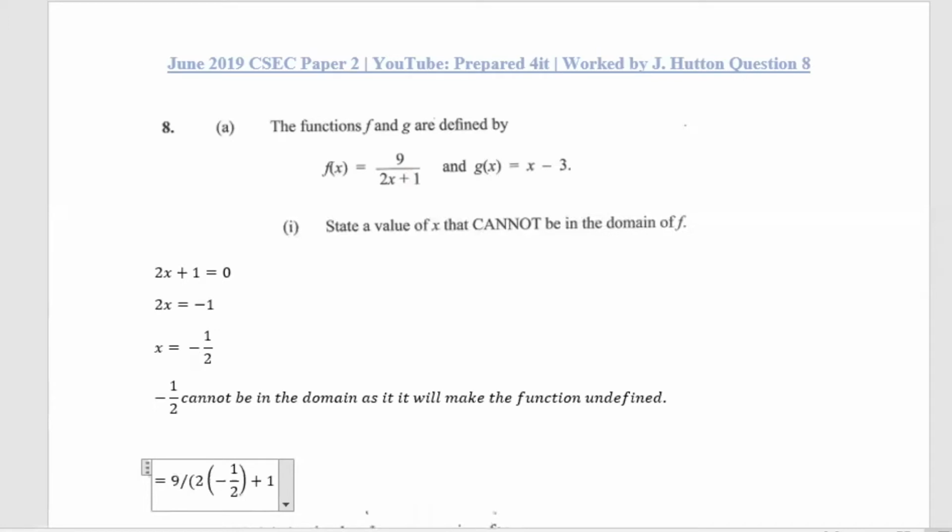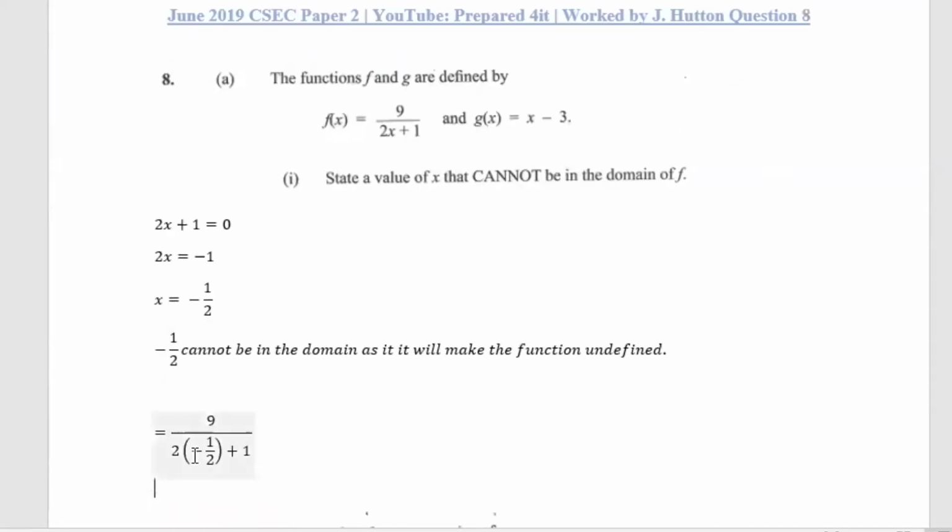plus 1. So now when you look at it, 2 multiplied by -1/2, what we'll get is 9 divided by, this would now become -2/2, which would be the same as -1/1, which will leave our answer to be a -1. But let us show the full working. So it will become -2/2 plus 1.